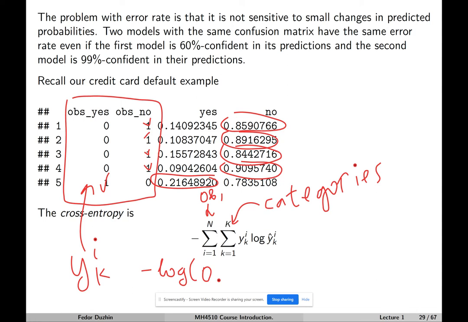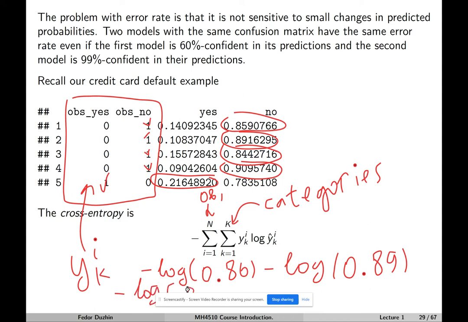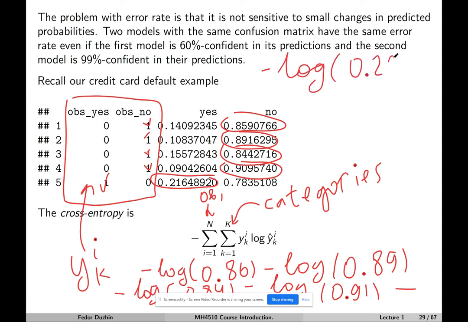The first is 0.80. Let me round it to 2 decimal places, so 0.86, minus log. The second one is 0.89, minus log 0.84, minus log 0.91, and let me continue here, minus log of 0.22.